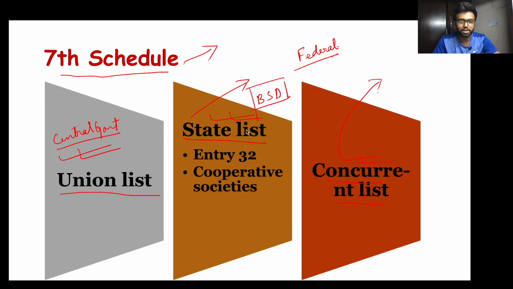the federalism. So according to the 7th schedule of our constitution, entry number 32 under the state list is the cooperative societies, which means only the states have the power to legislate over the cooperative societies. So this is the first thing.